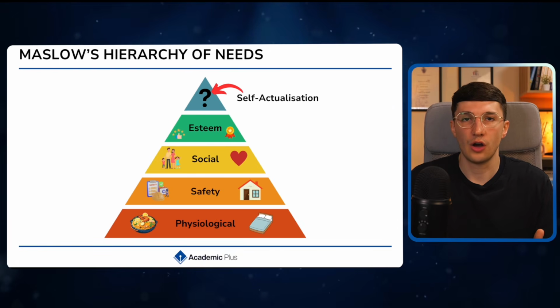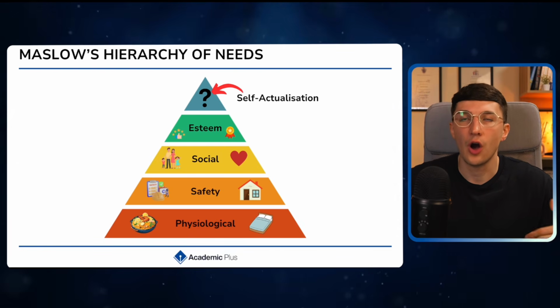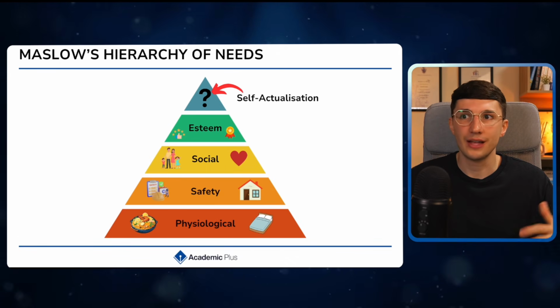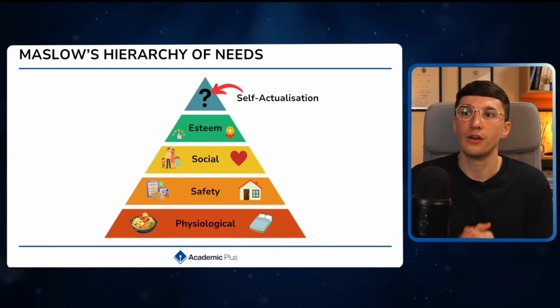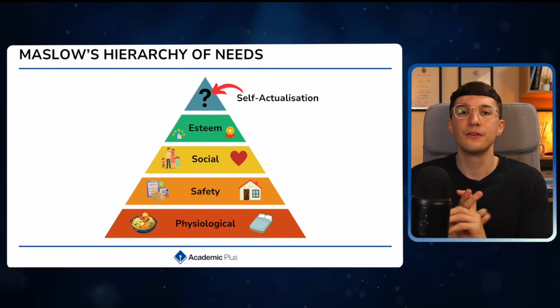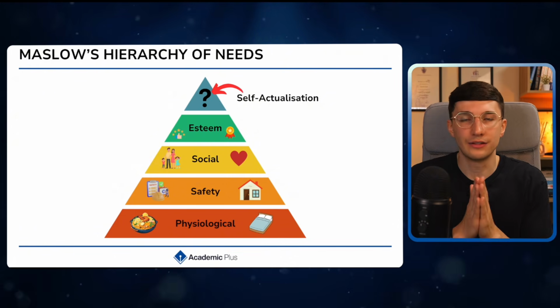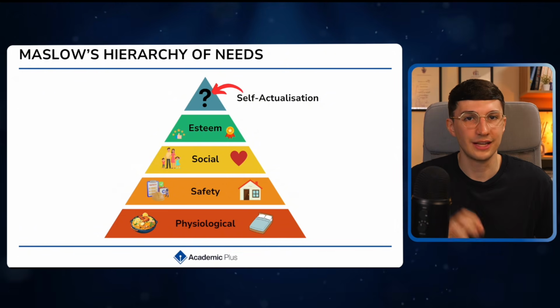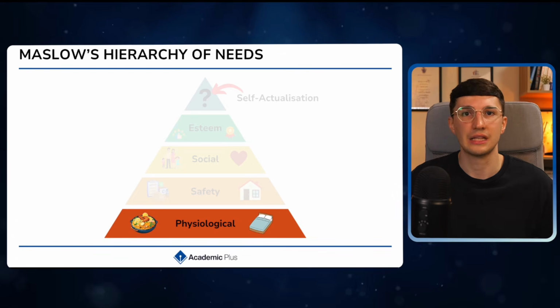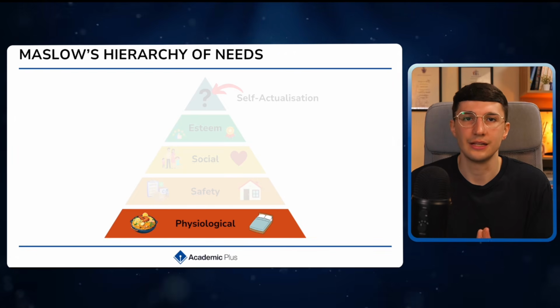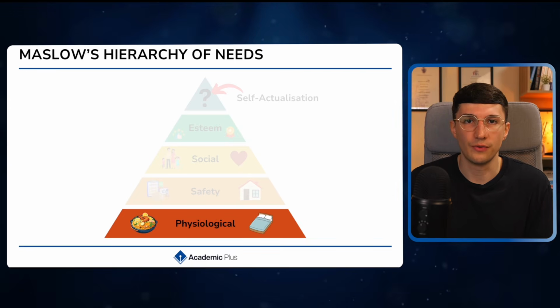Now, because it is a hierarchy, you can't attain the higher levels unless the previous levels have been met, which basically means that I can't have my social needs met until I've had my physiological and my safety needs met first. So I can't go to level 3 unless level 1 and 2 have been satisfied. But let's break down each of these levels. First of all, we have our physiological needs, our basic needs.